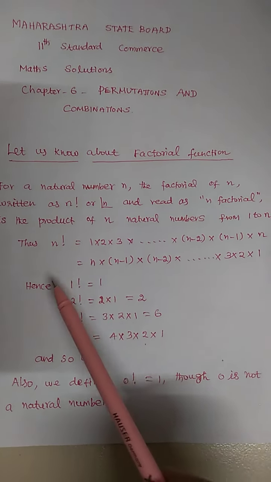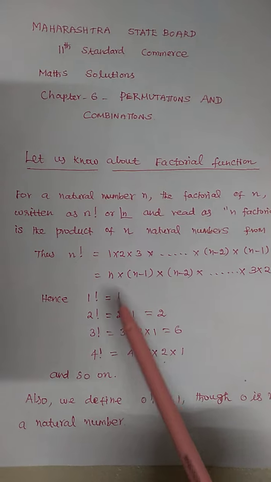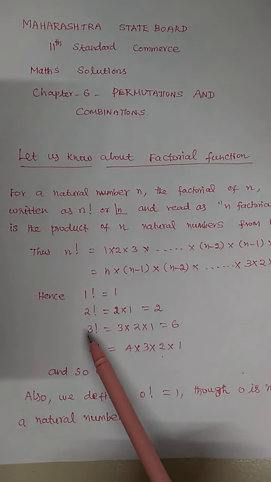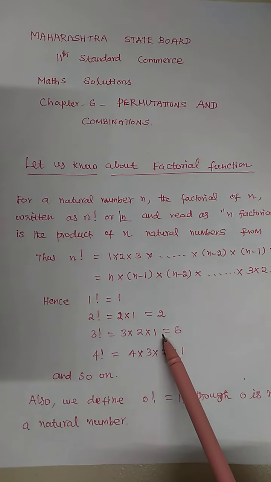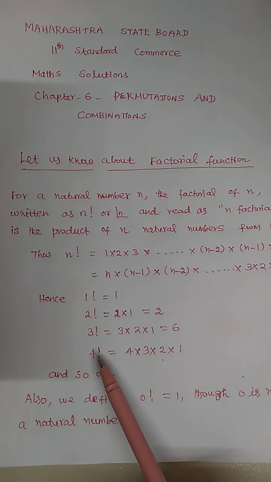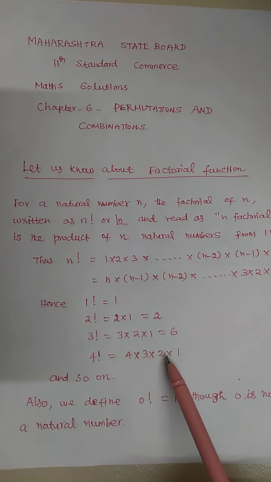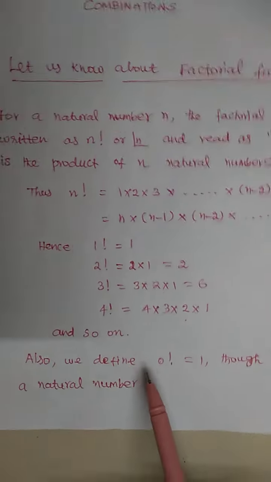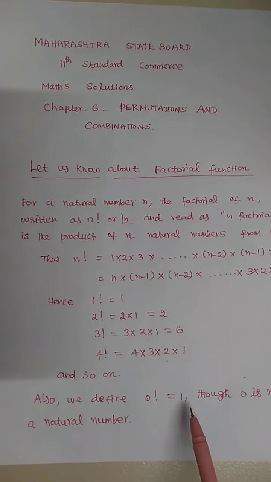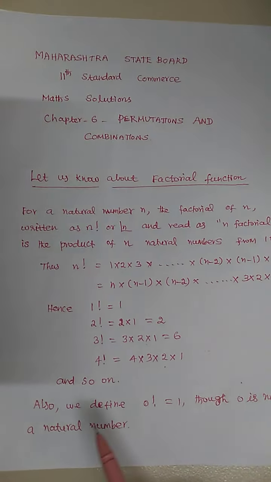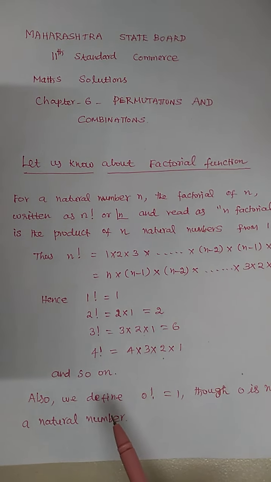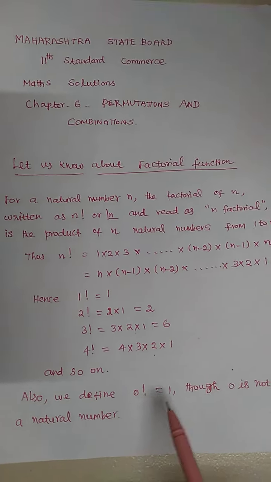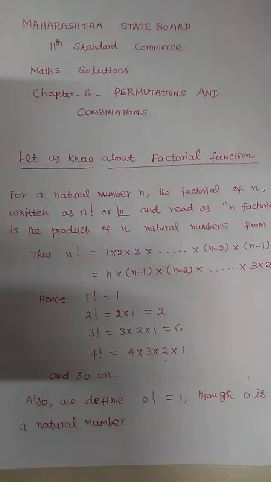Hence 1 factorial is equal to 1, 2 factorial is equal to 2 into 1 is equal to 2, 3 factorial is equal to 3 into 2 into 1 is equal to 6, 4 factorial is equal to 4 into 3 into 2 into 1, and so on. Also we define 0 factorial is equal to 1, though 0 is not a natural number. 0 is a whole number, not a natural number, even though 0 factorial is considered as 1.